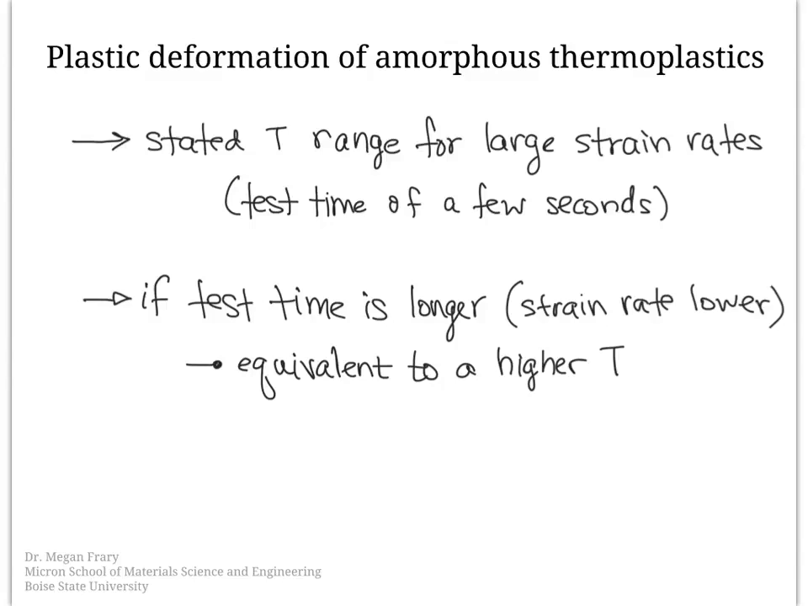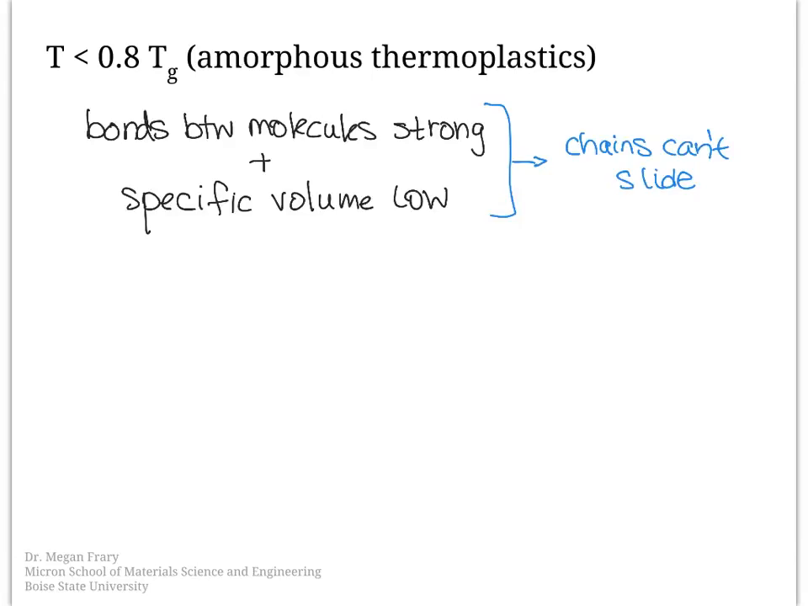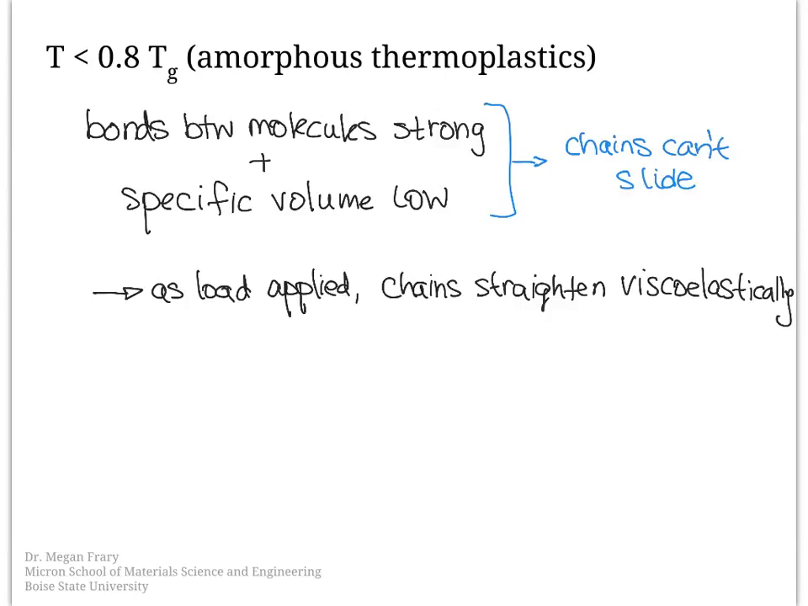So let's start and look first at what's happening far below the glass transition temperature. When we're far below the glass transition temperature, the bonds between the molecules are still strong and the specific volume is low, so the chains can't really slide. As a higher and higher load is applied, the molecules are straightening viscoelastically. And because the chains can't move, if the load continues to increase, then brittle failure will occur. So not really plastic deformation, but we'll have brittle failure occur essentially by breaking the intermolecular bonds.